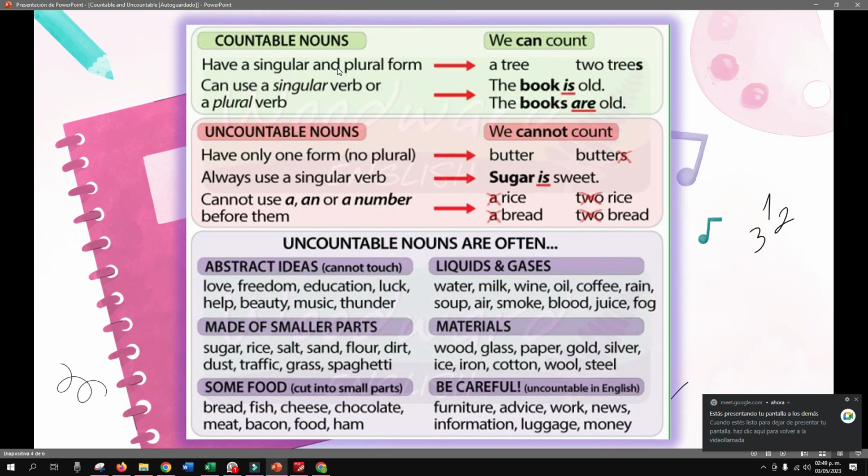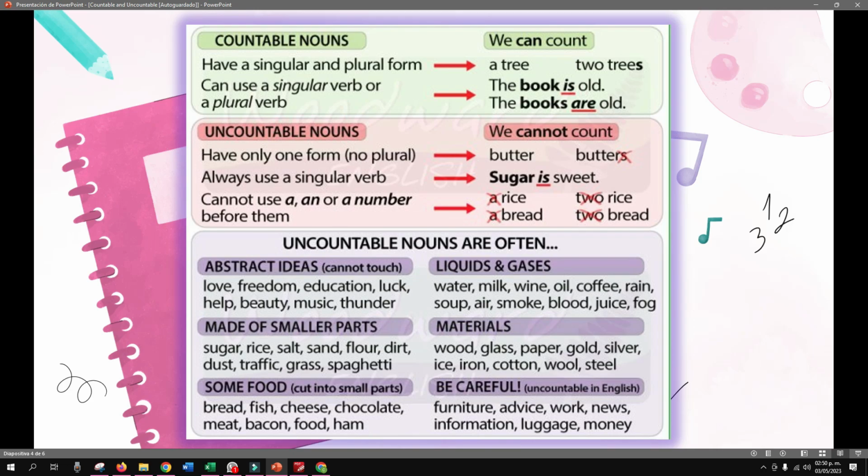They have a singular and plural form. For example, a tree, two trees. They can use a singular verb or a plural verb. The book is old. That is like the singular form. The books are old, right? So you can also use the plural form. And if you notice, the verb changes, right? You use "is" for the singular form and "are" for the plural form, right?